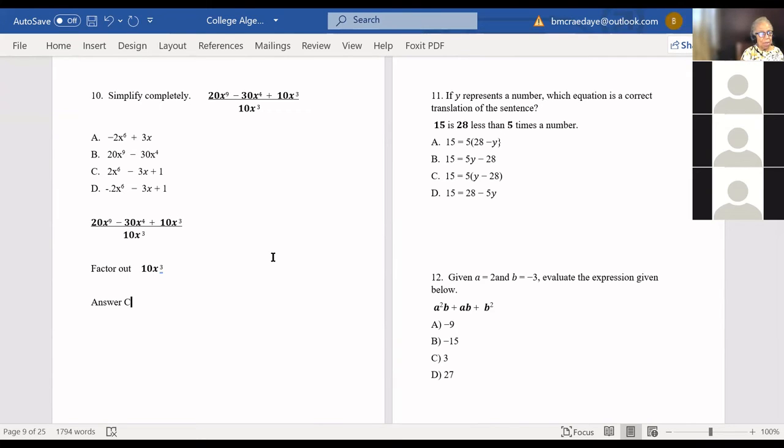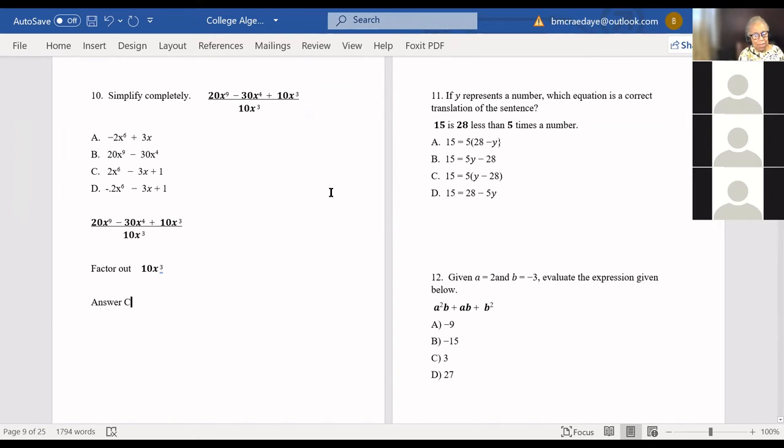Audrey, you see where you made an error? Yeah, I see why I made the error. Because these are positive, so it's a positive 10x to the third into 20x to the 9, which is a 2. And then you subtract the 3 from the 9 and you get the 6. Because division, you subtract the exponents. 30 over 10 is a 3. 4 minus 3 is 1. That's x to the 1. And then, of course, 10x to the third divided by 10x to the third is just the number 1.